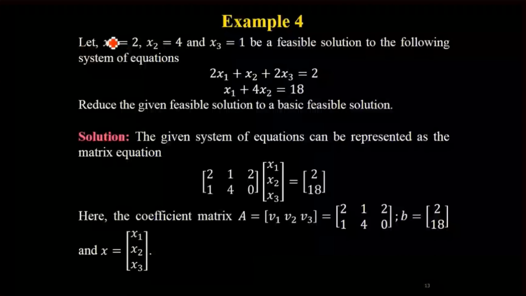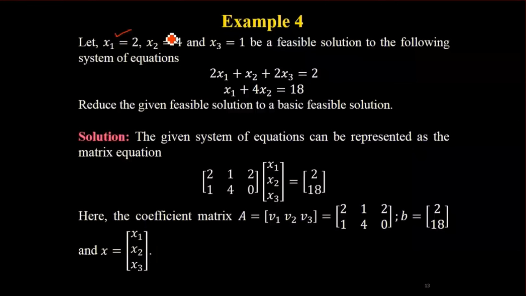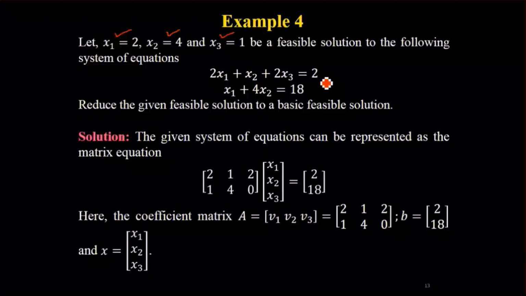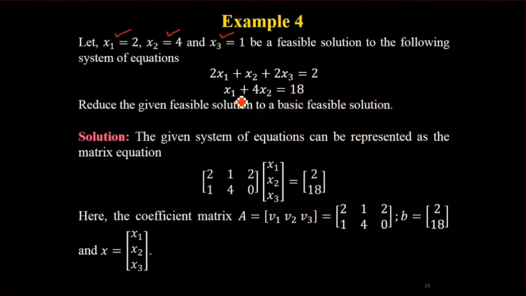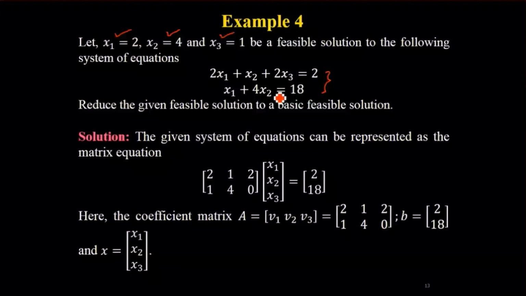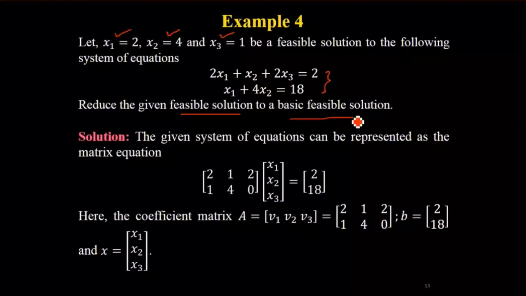So here we have a feasible solution. This means from here we are going to start. So x1 is given 2, x2 is given 4, x3 is given 1. Now using this feasible solution we will proceed and find out the next one. The equations we have are 2x1 plus x2 plus 2x3 equal to 2, and x1 plus 4x2 equal to 18. These two equations we have. From these two equations we will reduce the given feasible solution to a basic feasible solution.